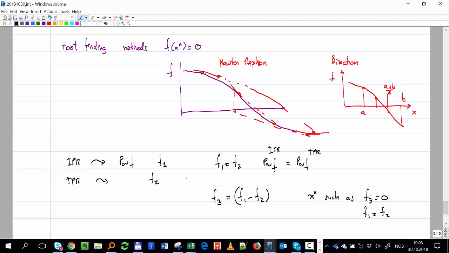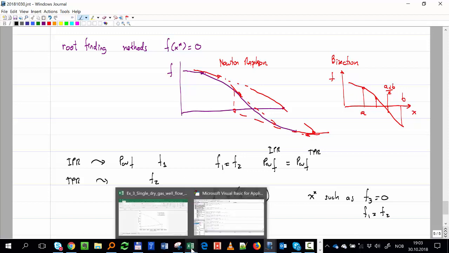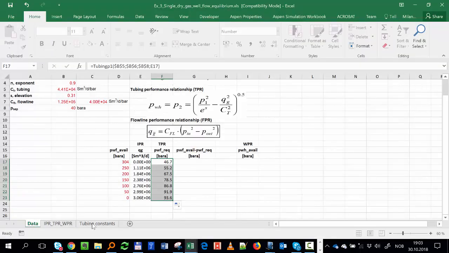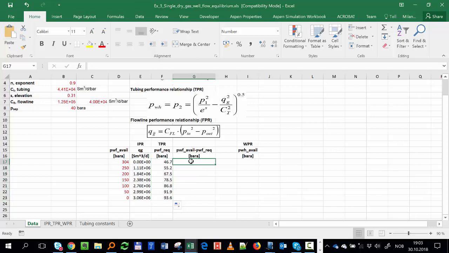So that's exactly what we're going to do in this exercise. You see here actually there is another column, where I have the available PWF, the one that comes from the IPR, and the required PWF, the one that comes from the TPR, and the difference, and that is the function I want to drive to 0. So on that column, let's calculate that number, PWF minus this PWF. They have to be for the same rate, so be careful.